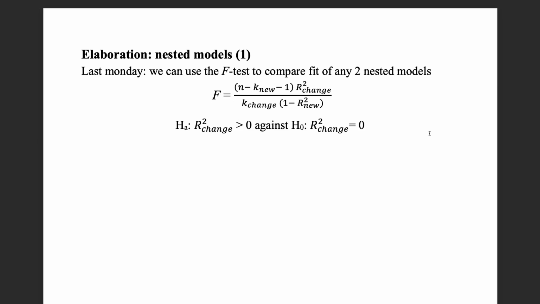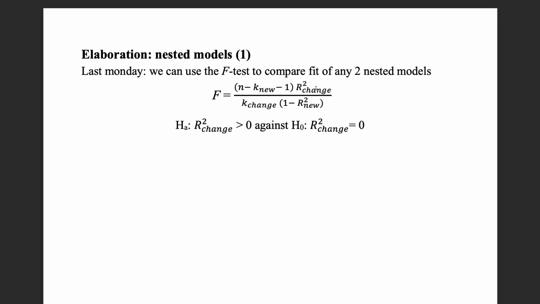If we calculate it like that, it's (n minus k_new minus 1) multiplied by R squared change, divided by k change multiplied by (1 minus R squared new). So the sample size minus the number of independent variables, x variables, in our complicated model, minus 1, and the minus 1 is for the intercept, the b0 value that we are calculating, multiplied by the increase in R squared, so in the proportion of explained variance in the more complicated model compared to the more simple model.